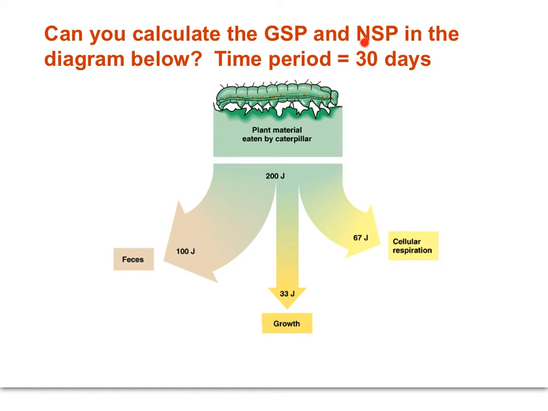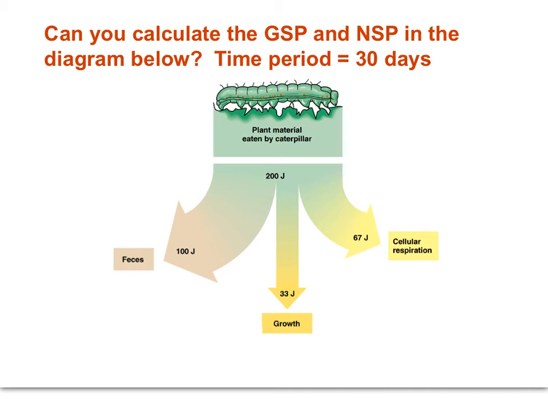and net secondary production over a time period of 30 days. Now you can turn the movie off now or follow along with me. Now GSP would be calculated as food eaten, 200 joules per 30 days, minus feces, 100 joules per 30 days. So GSP would be 100 joules per 30 days.